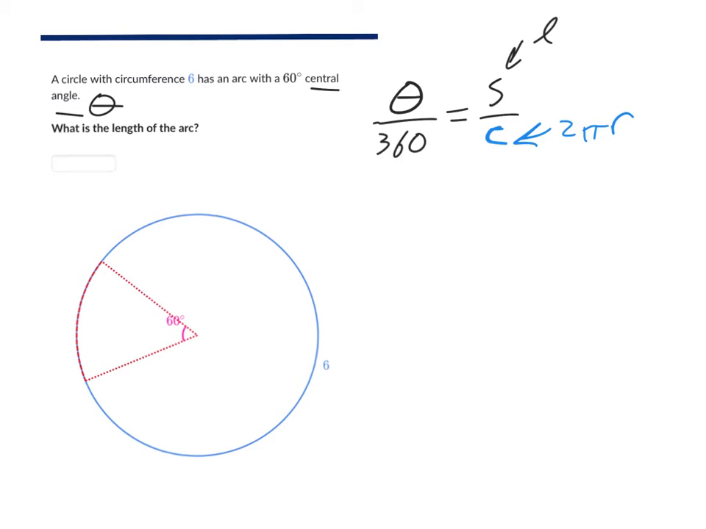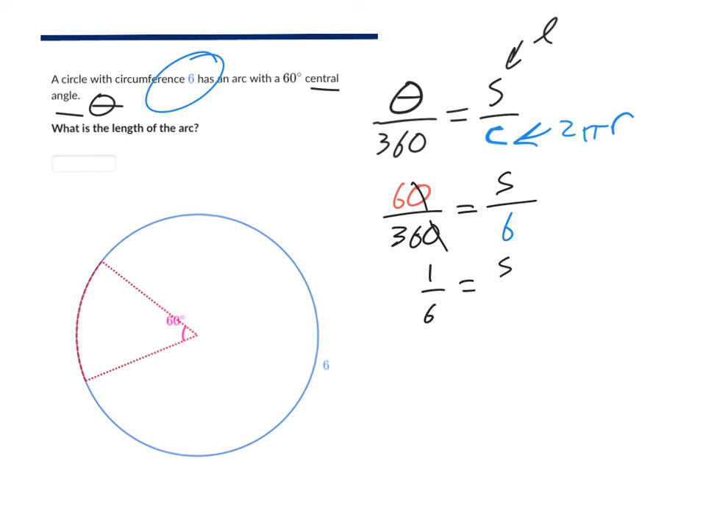So in this situation, they gave me everything we need. If you look, they gave me the central angle of 60 degrees. So 60 over 360 equals S, which I'm trying to find, over the circumference, which they gave me right here, which is 6. And now it's just a proportion question that's pretty easy to solve. So the first thing I would do is just cancel out a 0, take a 10 out of both of those, and 6 out of 36 reduces down to 1/6 equals S over 6.